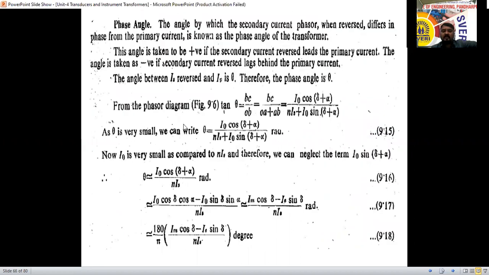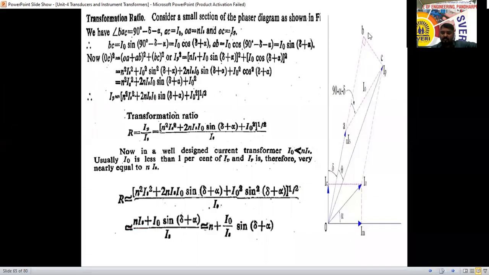According to the phasor diagram, tan theta equals BC by OB, which we are going to consider here. BC is this one here now. BC by OB. OB is nothing but O to B, which is OA plus AB, so we have to use OA plus AB.